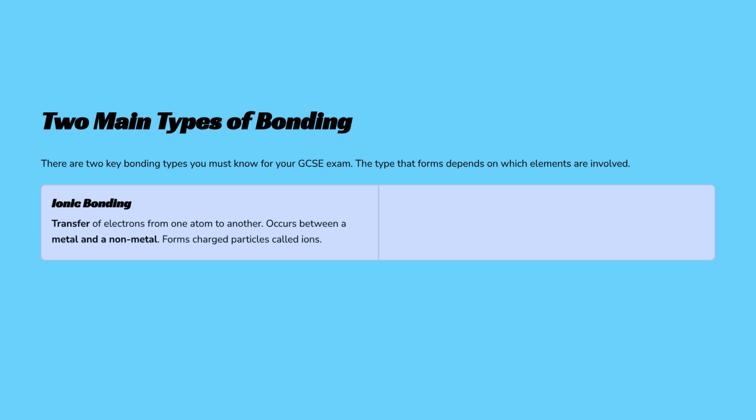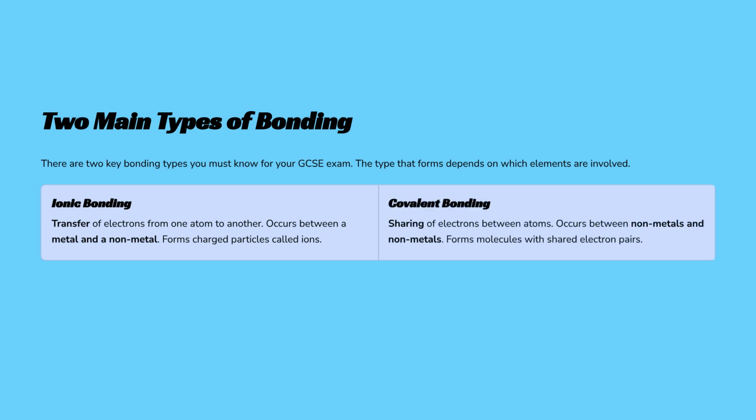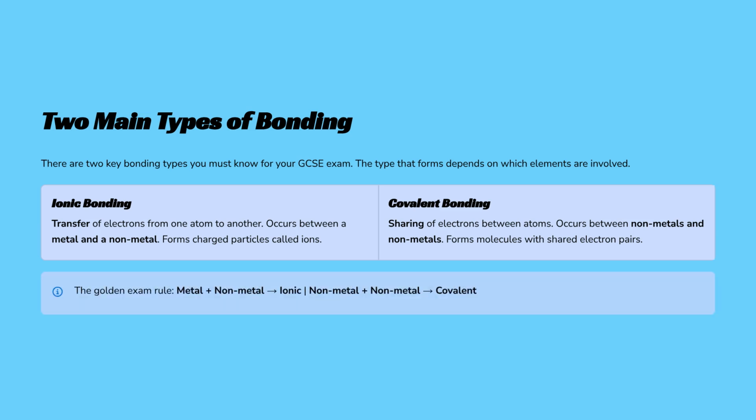Ionic bonding involves the transfer of electrons between a metal and a non-metal. Covalent bonding involves sharing electrons between two non-metals. The golden rule is metal plus non-metal equals ionic, and non-metal plus non-metal equals covalent.